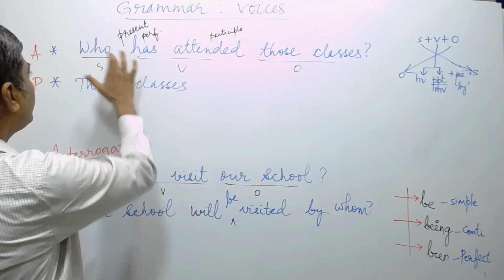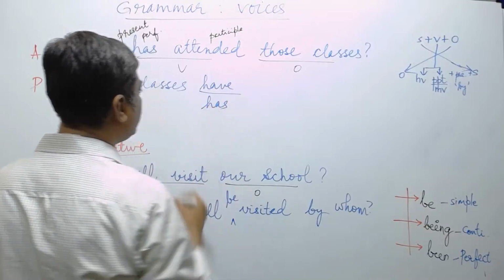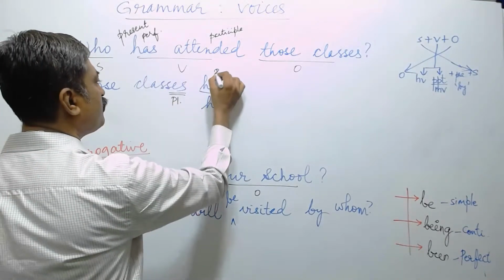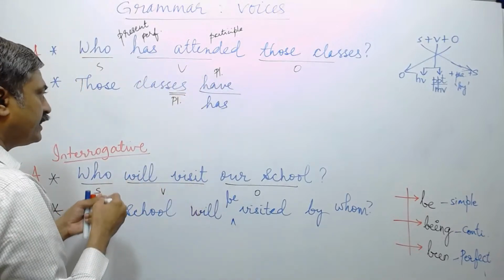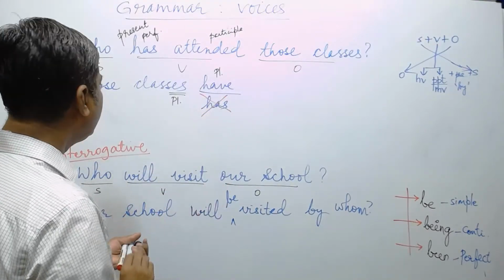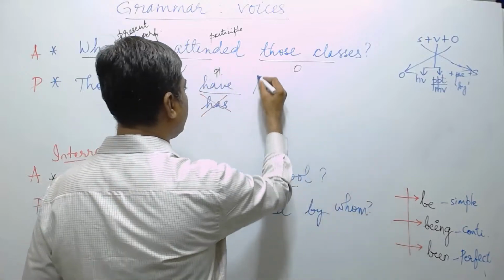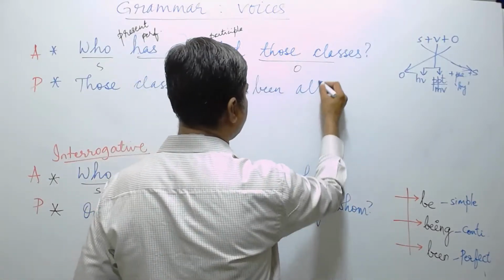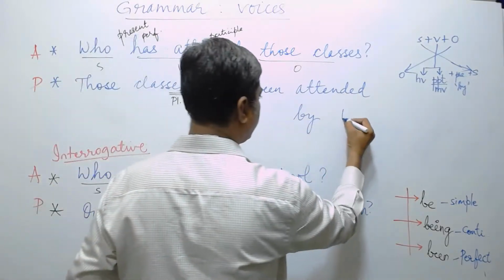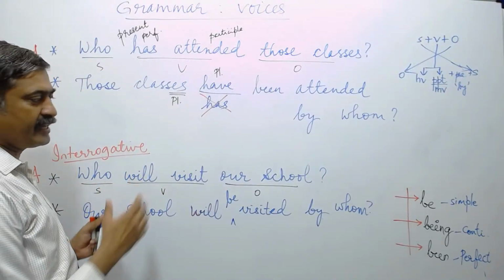So let's see now. Those classes. Now, who is singular, so it was has. For us, the question is what should be used, have or has? Since the subject here is plural, we need to use the plural verb, and the tense also is retained. So we cannot use has because the subject that we have right here now is plural. Those classes have, and for perfect tense, what is to be used? Been. And the participle here is attended, then the preposition by, and the subject that we get here is whom. So those classes have been attended by whom is the answer that we get there.